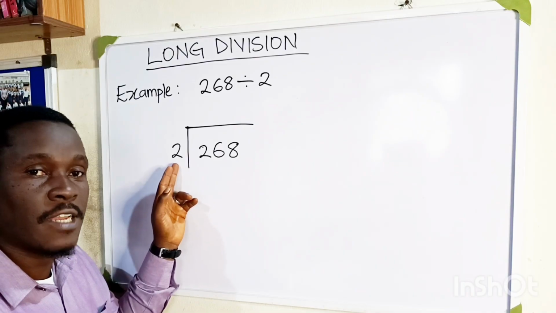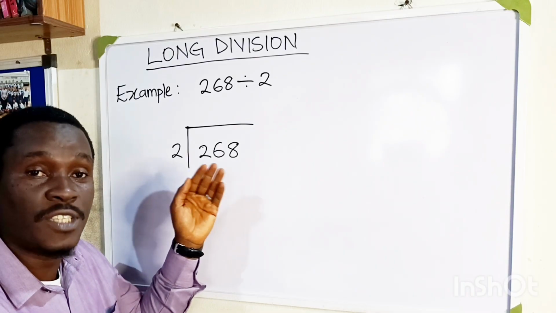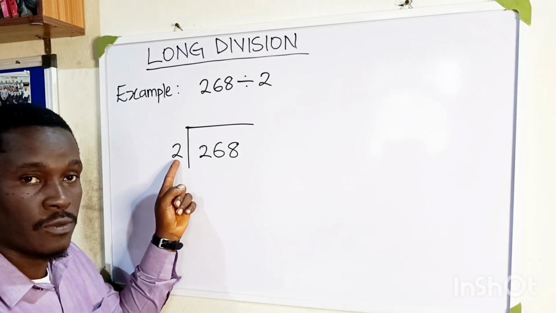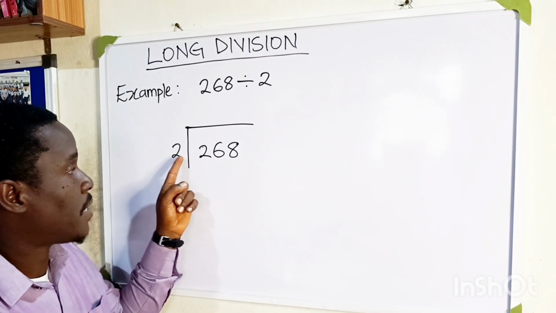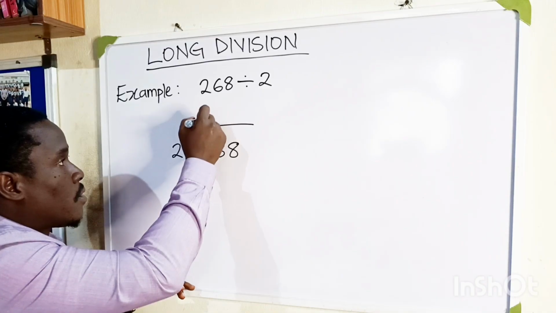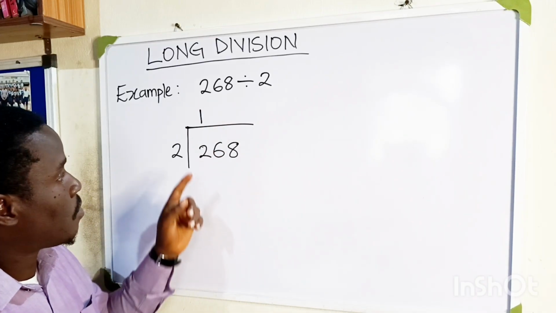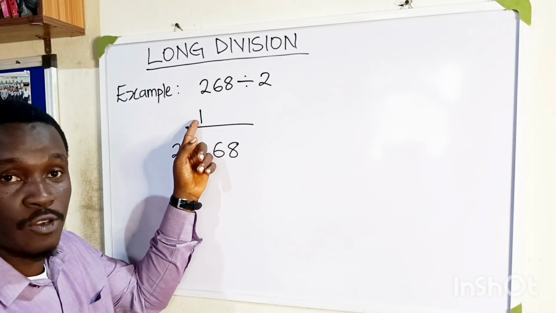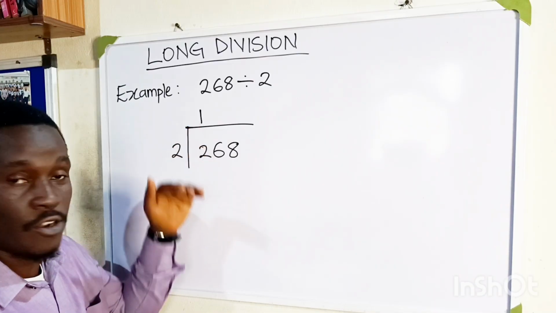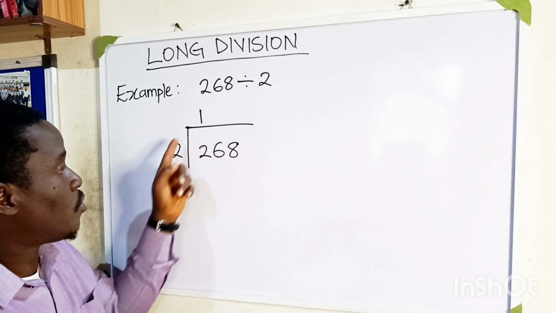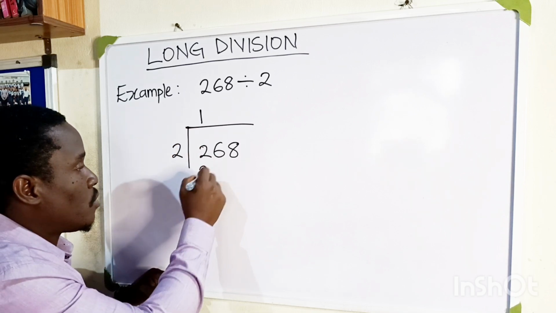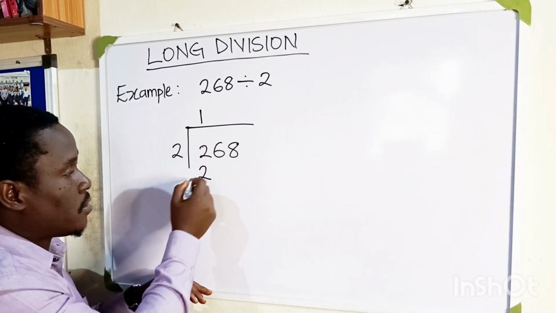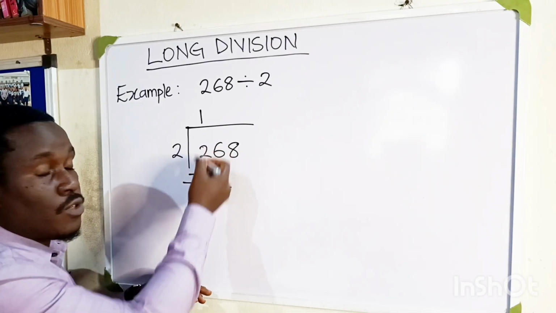So here we have a single digit, so we need to consider single digits first. We consider 2. 2 can be divided by 2, right? So 2 divided by 2 is going to give us 1. Once you get this, this is where your answer is going to be. In order to continue the process, you're going to do 1 multiplied by 2, and this will give us 2. Once you get the number below here, you're going to subtract it. 2 minus 2 is going to give us 0.